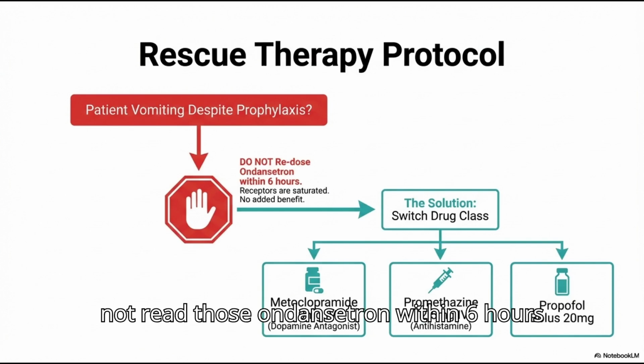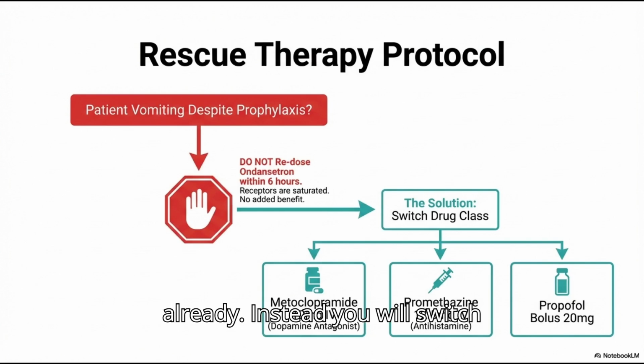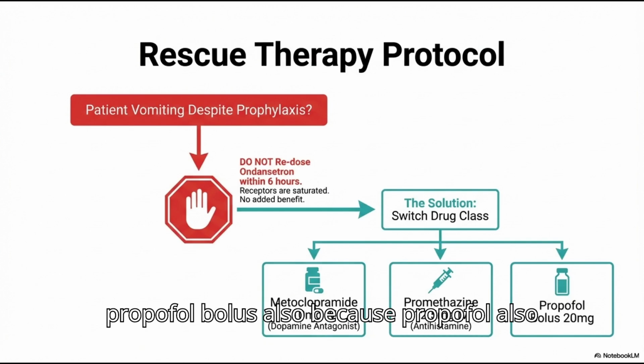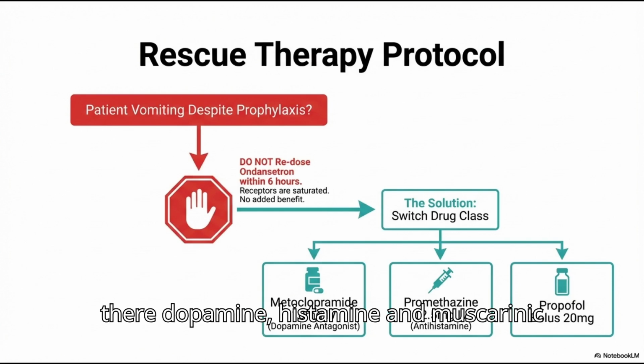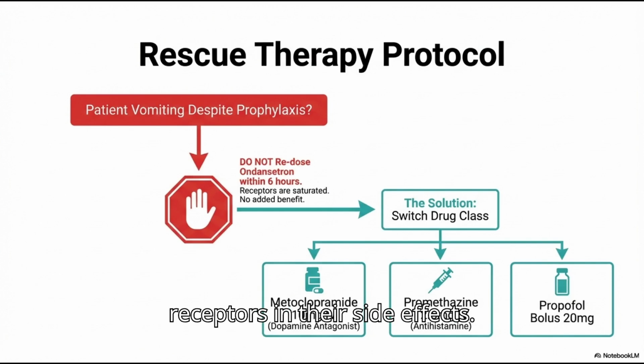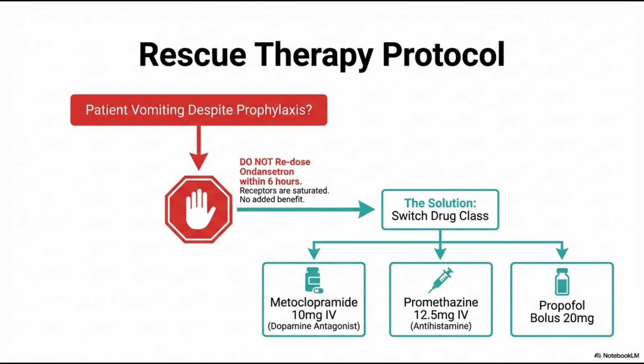You should not redose ondansetron within 6 hours because the receptors are already saturated. Instead, you will switch to another drug class like metoclopramide, which is a dopamine antagonist, promethazine, which is an antihistaminic, or you can give a propofol bolus also, because propofol also has anti-emetic properties. Now this is what we have discussed there: dopamine, histamine and muscarinic receptors and their side effects compared to the serotonin receptor.